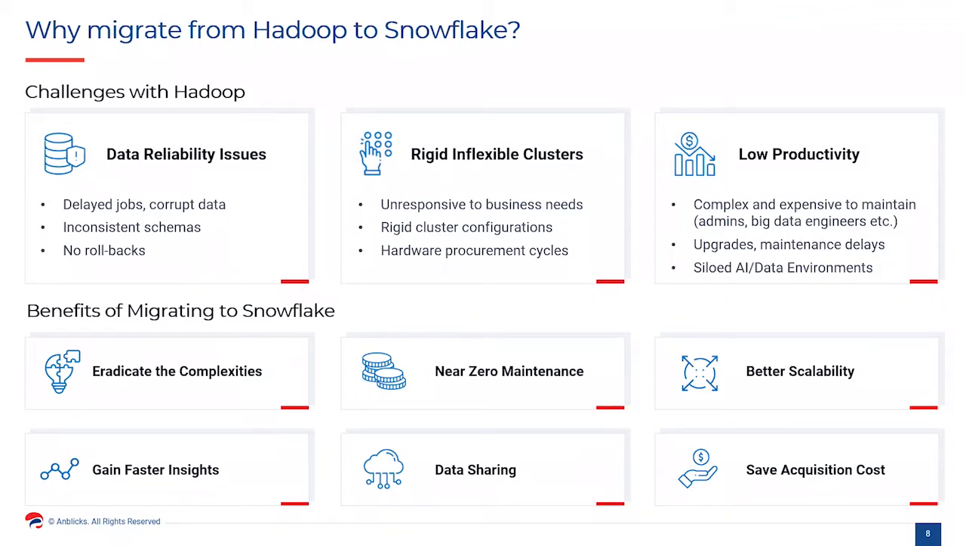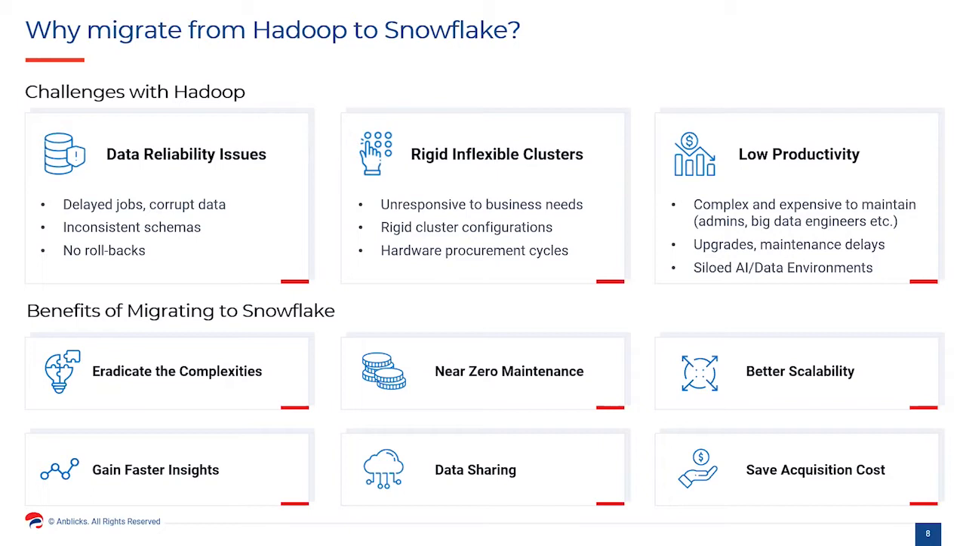When it comes to reliability and performance, there is no proper schema enforcement or schema evolution, because most of the Hadoop implementations use a flavor of Parquet or Avro or ORC. Because of that, more often than not, you would end up with inconsistent schemas, and there are no rollbacks. So you would need to manually salvage corrupt data, which is a very, very painstaking process.